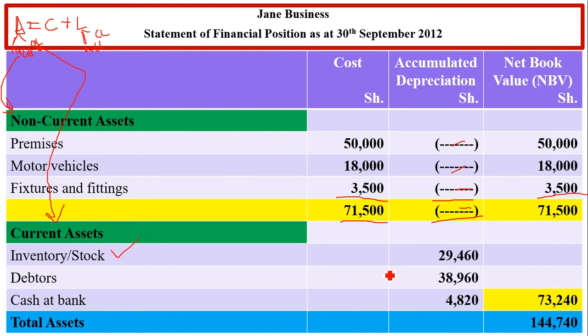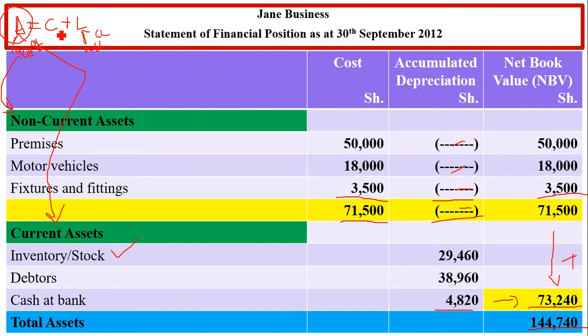Then debtors, cash at bank, you get the total. You take the total there. Then you combine these two to get your total assets. You get your total asset, which is the figure on this side. We are done with that, the assets. So we move to the other side of the equation.